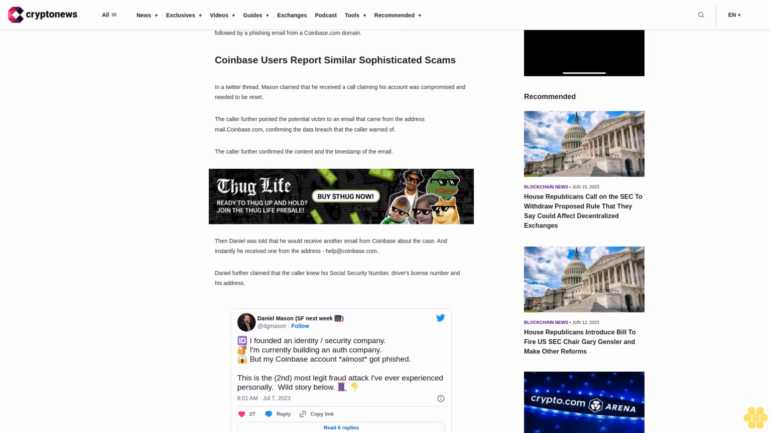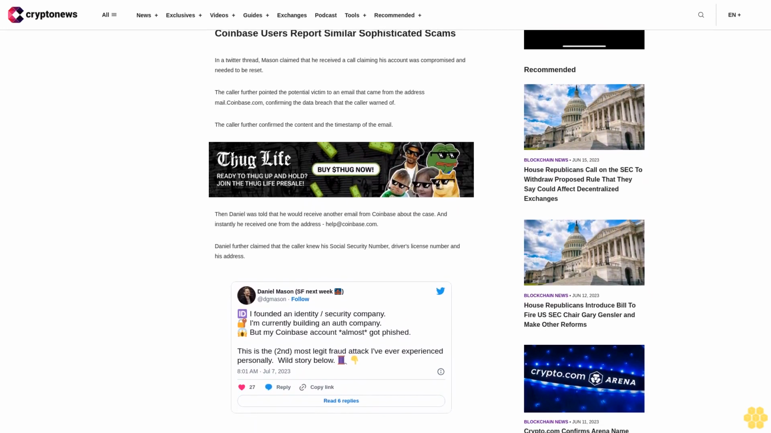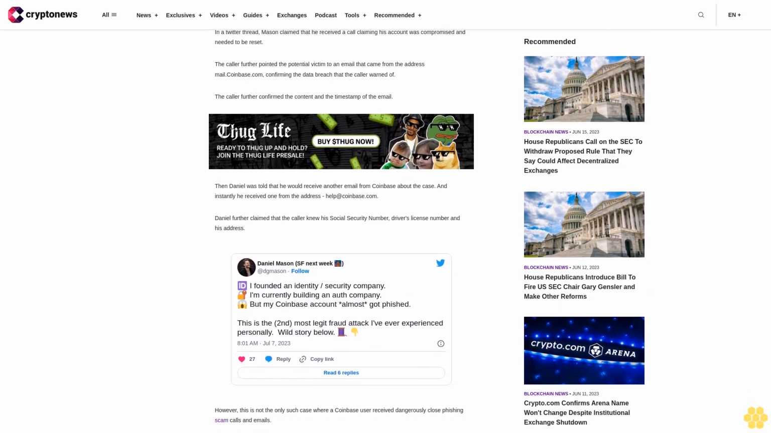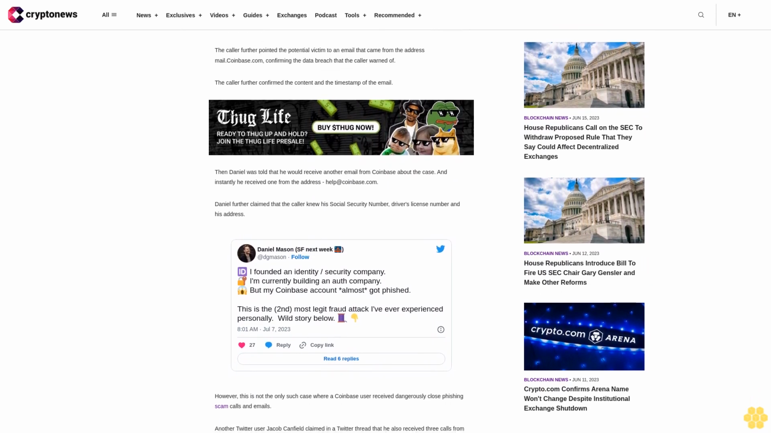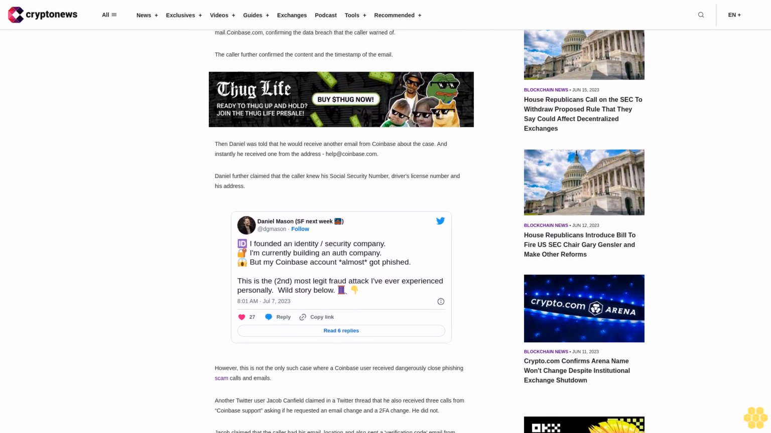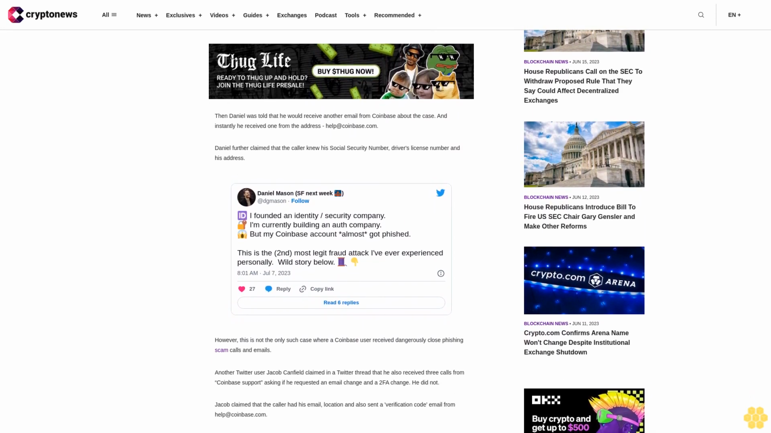However, this is not the only such case where a Coinbase user received dangerously close phishing scam calls and emails. Another Twitter user, Jacob Canfield, claimed in a Twitter thread that he also received three calls from Coinbase support asking if he requested an email change and a 2FA change. He did not. Jacob claimed that the caller had his email, location, and also sent a verification code email from help@coinbase.com.